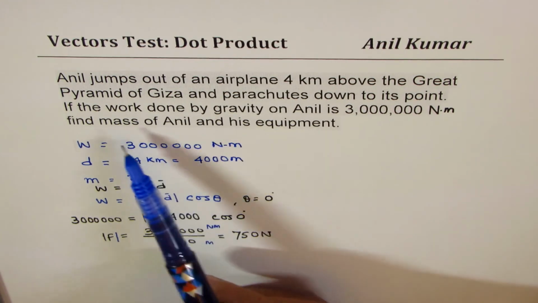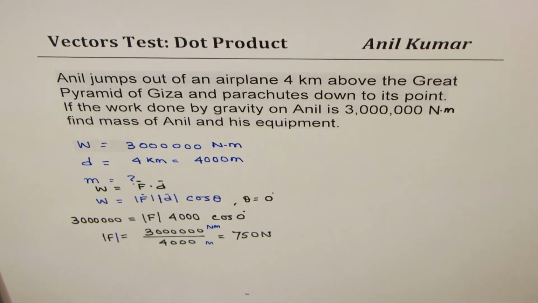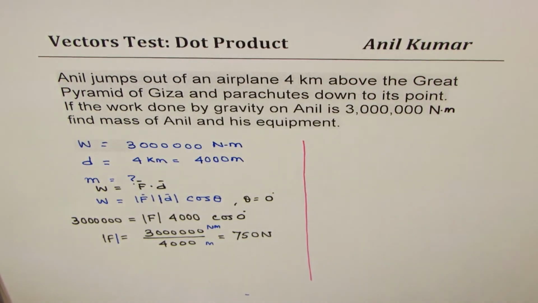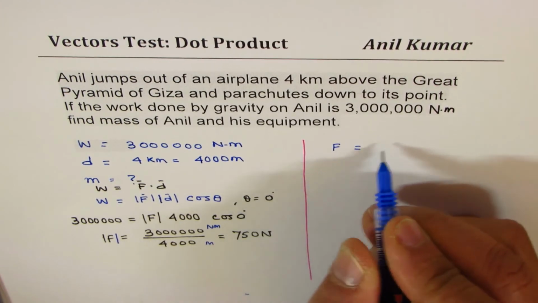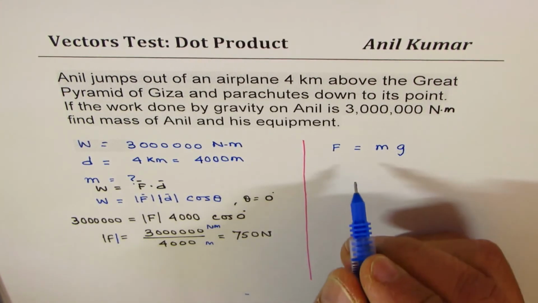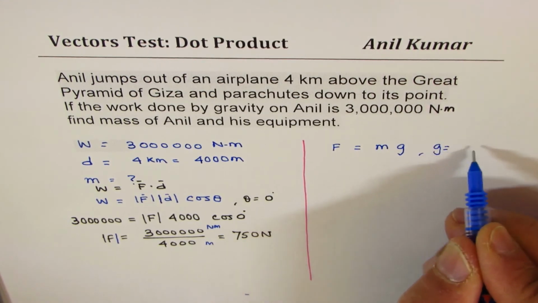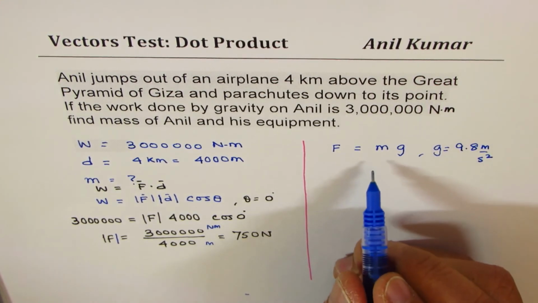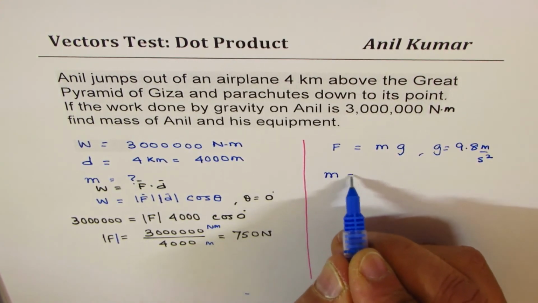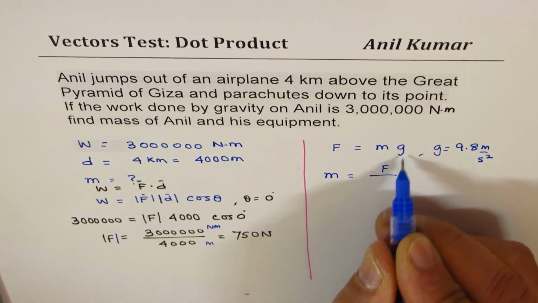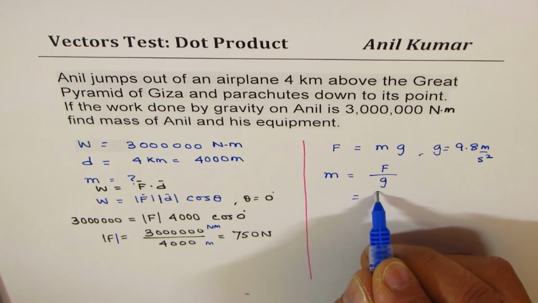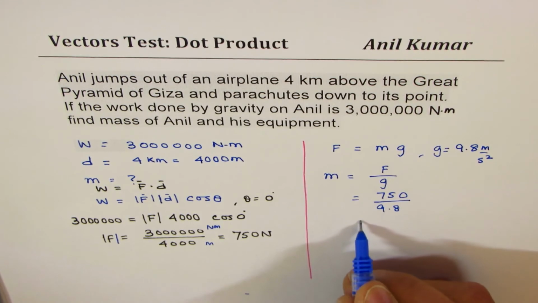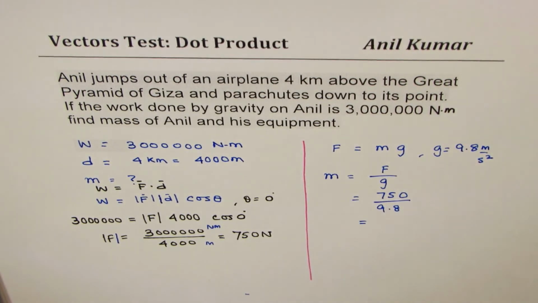Now to find the mass, we know another relation which relates force with acceleration due to gravity and mass. So force is mass times acceleration due to gravity. The value of g is 9.8 meters per second squared, right? So from here we can find the mass of Anil and equipment as the ratio of force to gravity, and in this particular case it will be 750 divided by 9.8 to give us mass in kilograms.